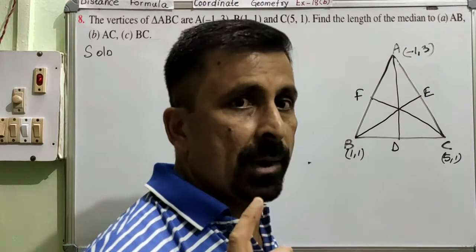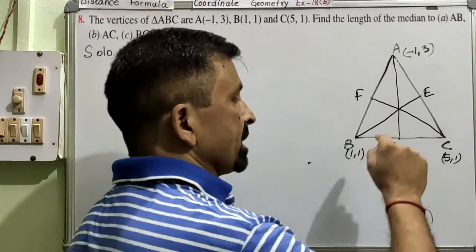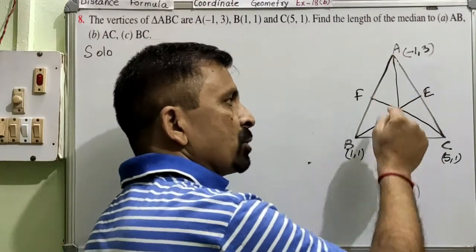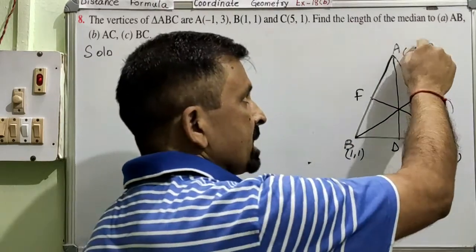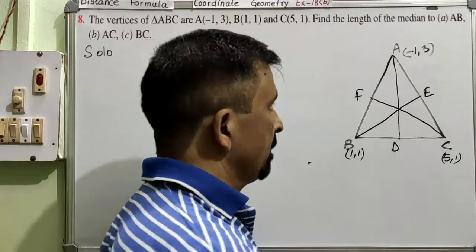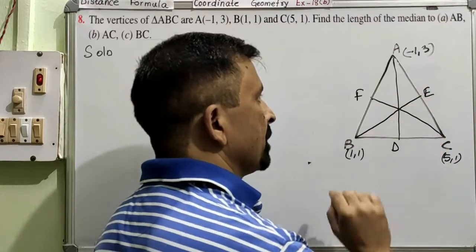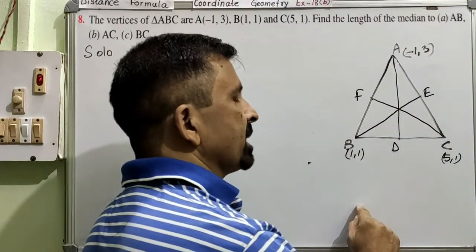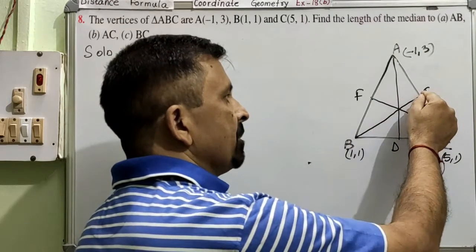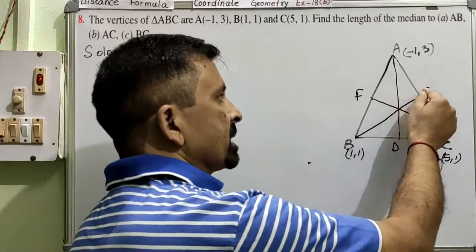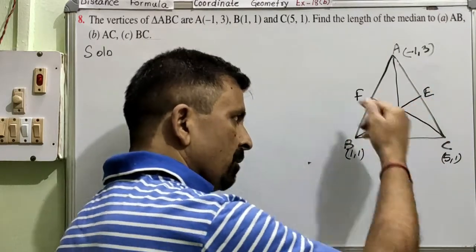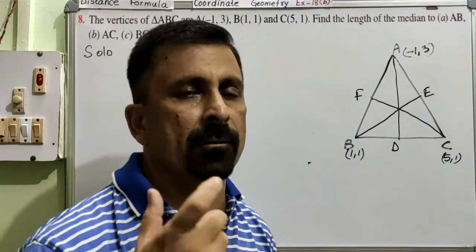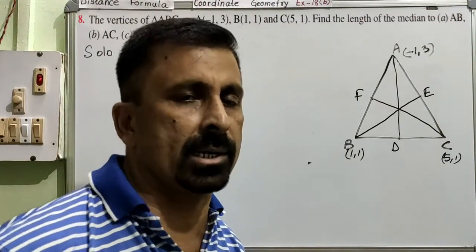Since the question is to find the length of the median, if you want to find the length of this median AD, you need to have the coordinates of the two endpoints. Clear? One is given, but one is missing. Now move to the next median, BE. This BE is another median, on AC, right? So to find the length of this BE, you need the coordinates of these two endpoints. One is given, one is missing. The same situation holds for all three medians: you have the coordinates of one end, but the other coordinate is missing.